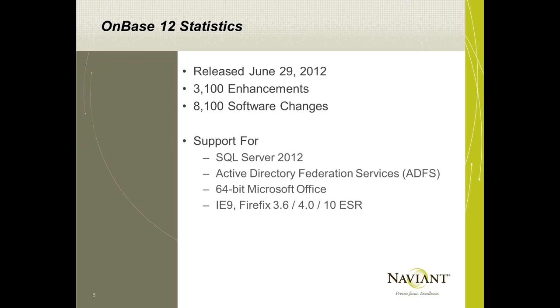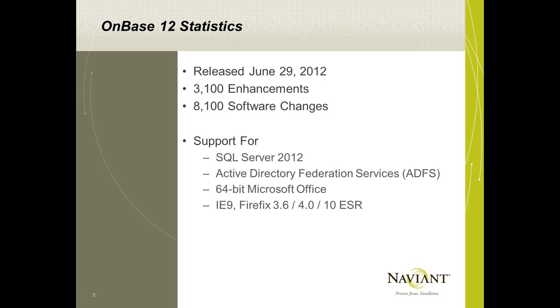So, OnBase 12 statistics. As you probably know by now, it was released at the end of June of this year. It included over 3,100 enhancements and 8,100 software changes, which is almost twice the number of enhancements and changes that came out in 11. So huge number of improvements in version 12.